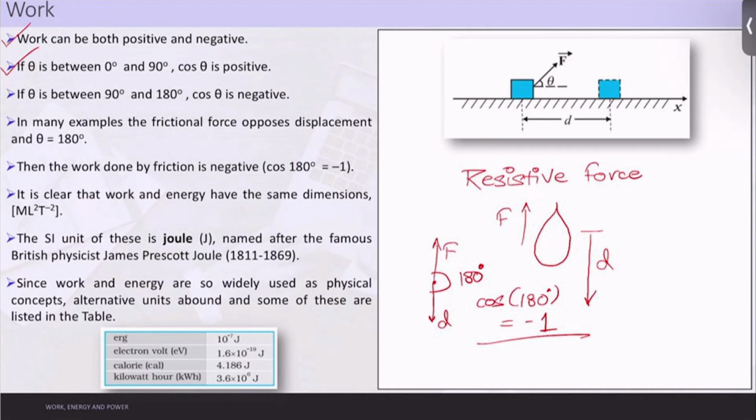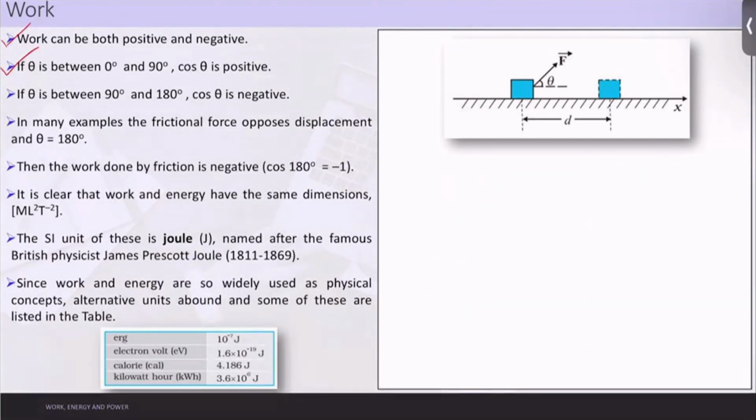Okay, so that is why what we wrote here was that the work done can be positive also and the work done can be negative also. Okay, so if theta is between 0 and 90 degrees, cos theta is positive, and if theta is between 90 degrees and 180 degrees, then cos theta is negative.